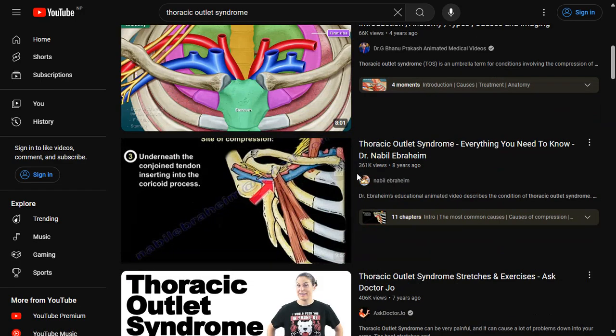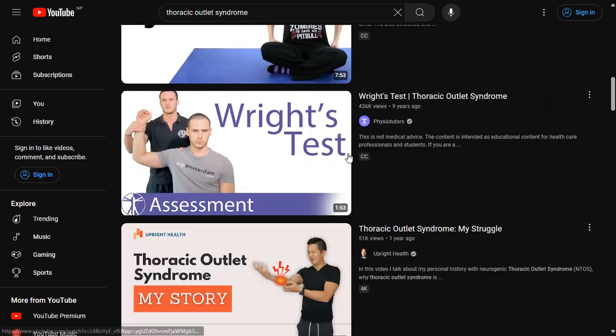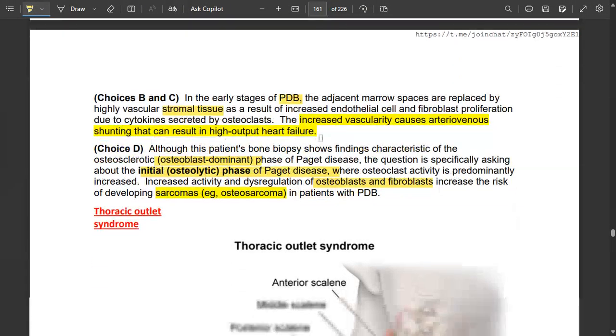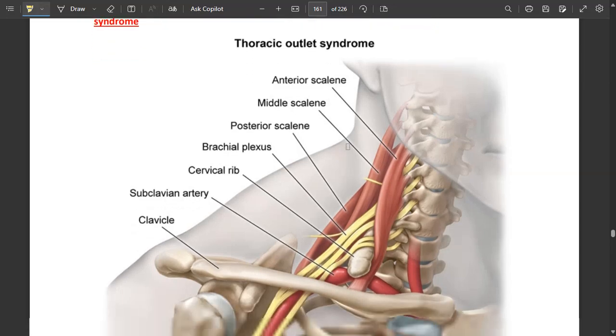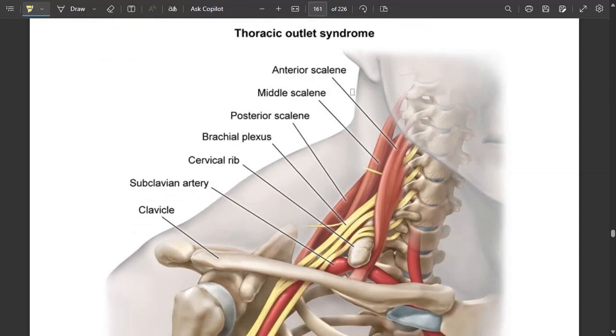Okay, here are all the videos as well, but I don't think I need to watch some more. Let's just study. For thoracic outlet syndrome, so this is a muscle called the anterior scalene muscle.